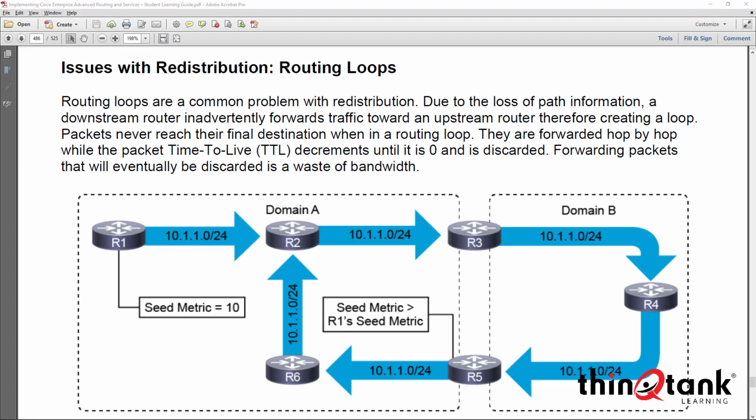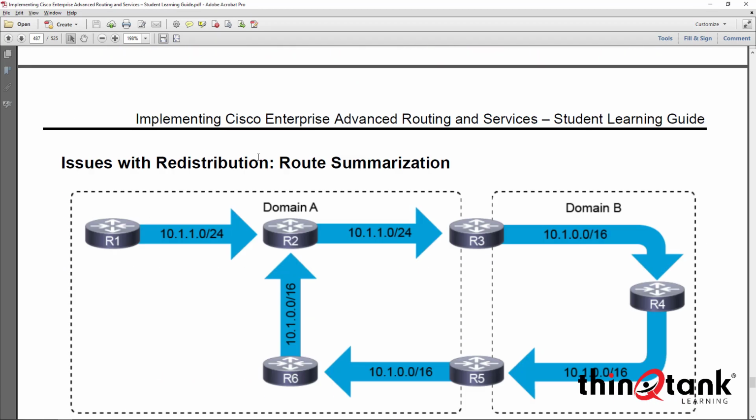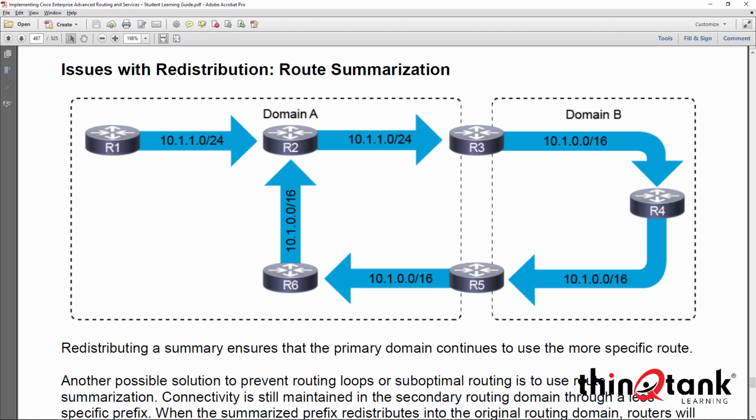All of these are very specific scenarios that could potentially occur, but these are some of the common problems that you would see with redistribution. You'll notice that in every one of these cases, we're always talking about redistributing at multiple points within the topology. If it's single point redistribution, you don't really have to worry about any of these particular issues.